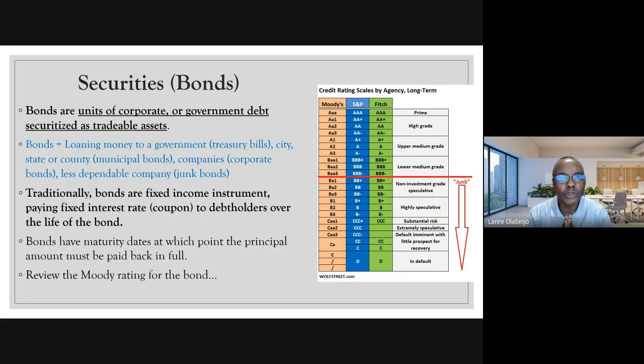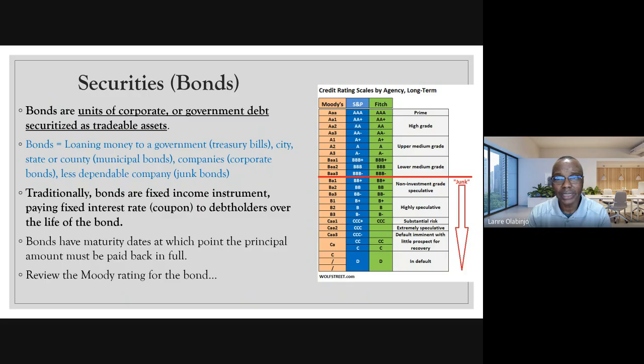Bonds, essentially, when you buy a bond, you are buying a unit of debt, either of a government debt or a private company debt. Government debt is sometimes called a treasury bill, generally called a bill for the federal government. A city's bond is called a municipal bond. Companies will be called a corporate bond.